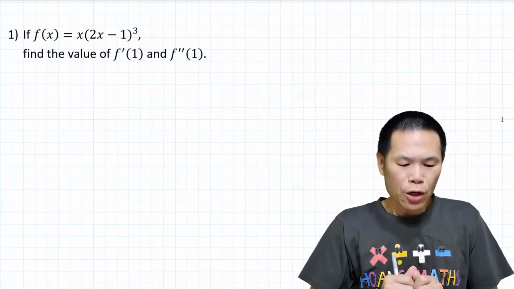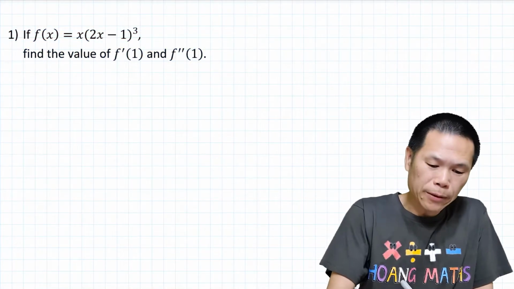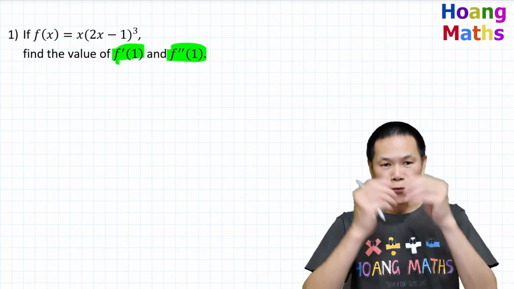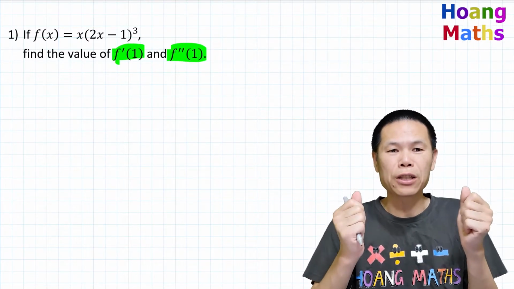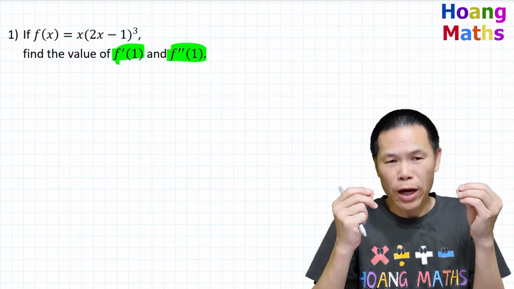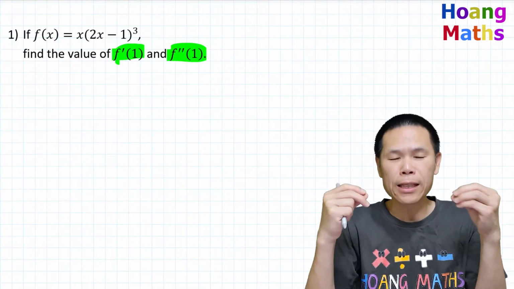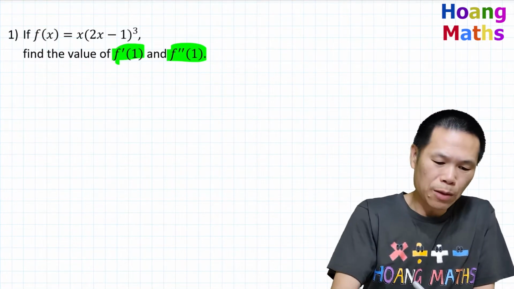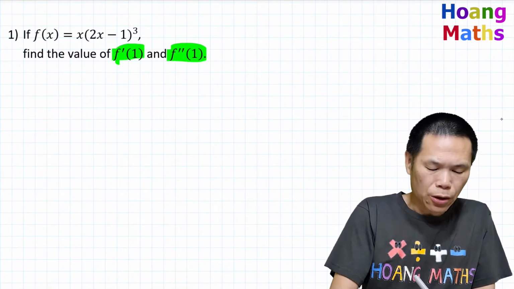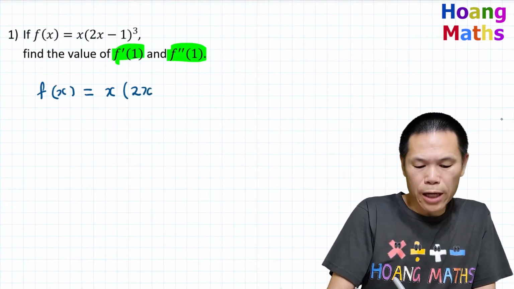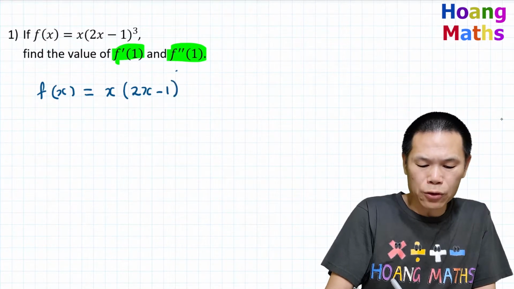First one, to find f dash 1 and f double dash 1. So first of all, we need to differentiate the function first. So f dash 1 means we need to find the first derivative at x is equal to 1. So let me just write this down. So f of x is equal to x(2x minus 1) power 3.